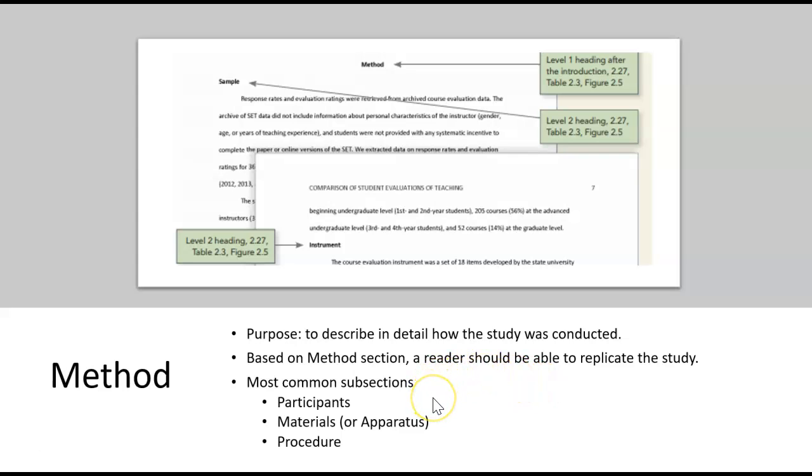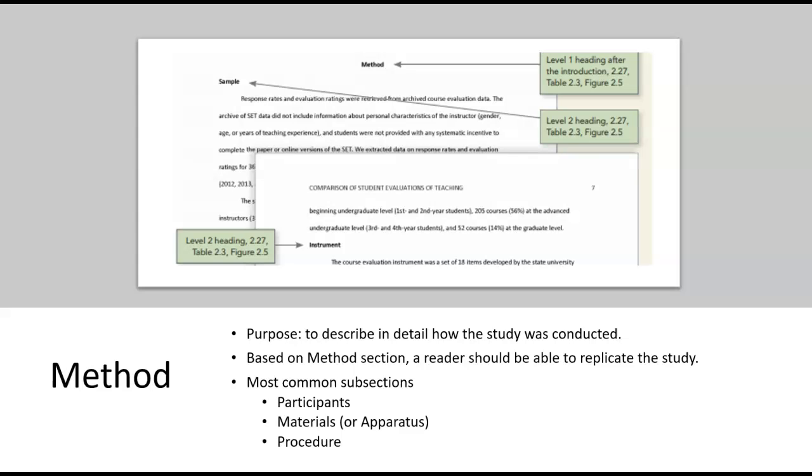The basic structure typically includes a participant section where you describe who the participants were, a materials section, which in some journals is called an apparatus section, and then a procedure. Now, I've asked you to include a very short section called design. In some journals, procedure and design are combined. In some journals, the design section isn't there at all. In still other journals, it's its own separate section.